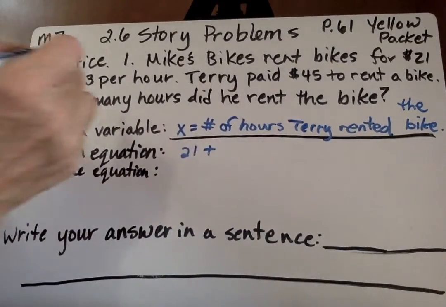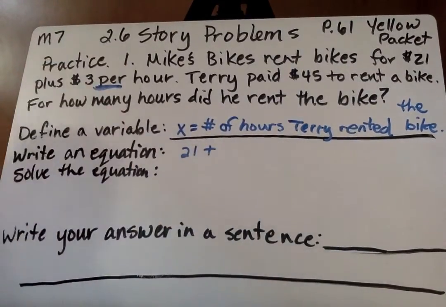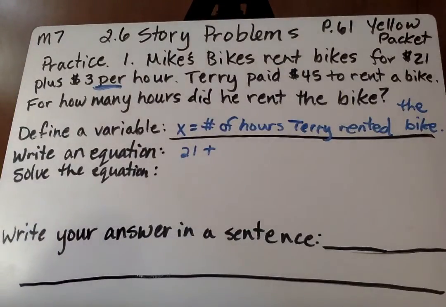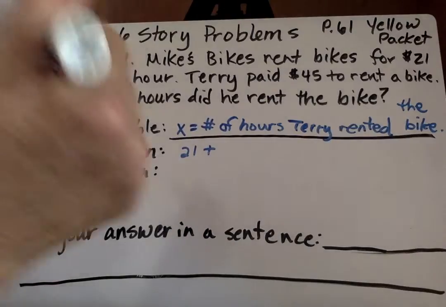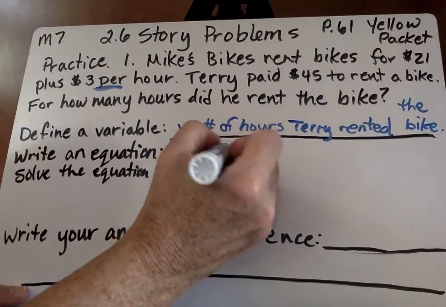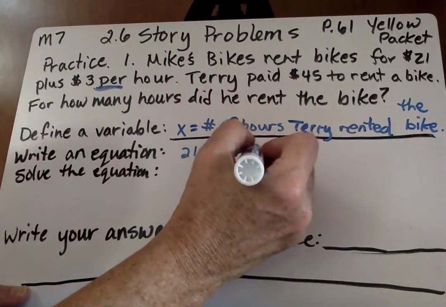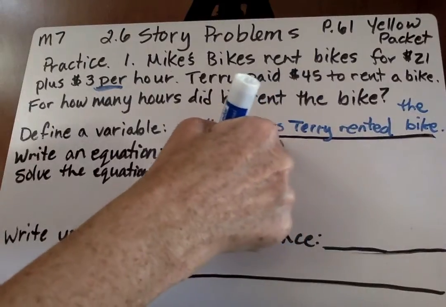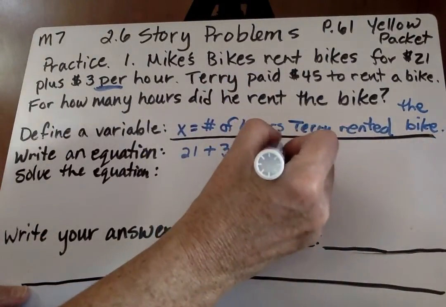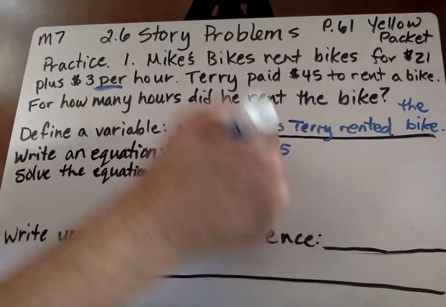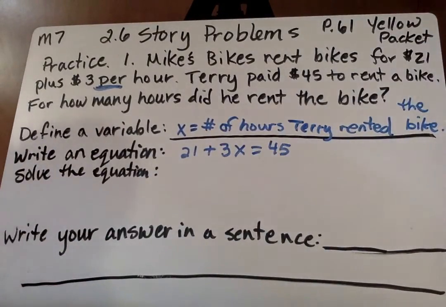plus, now if you ever see per, and if you look at your vocabulary that I've given you before, you know that per means what? Add, subtract, multiply, or divide. Per actually means multiply. So it's $3 per hour, and he paid $45 total. And we don't put the dollar sign in there. So that's writing the equation.